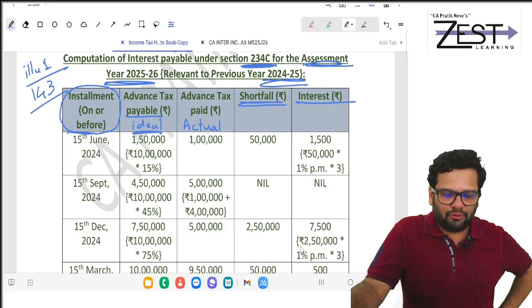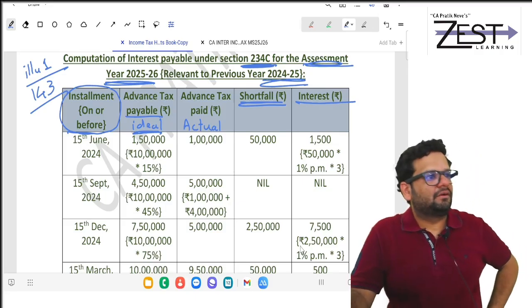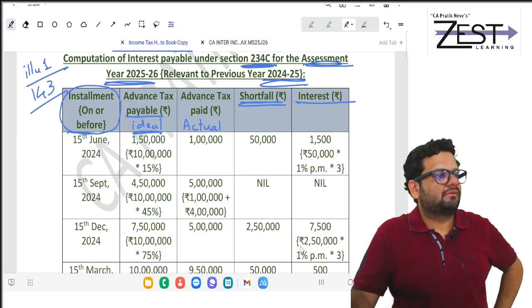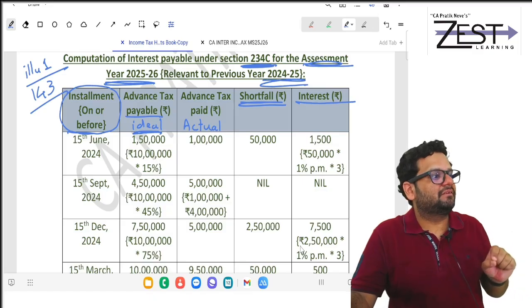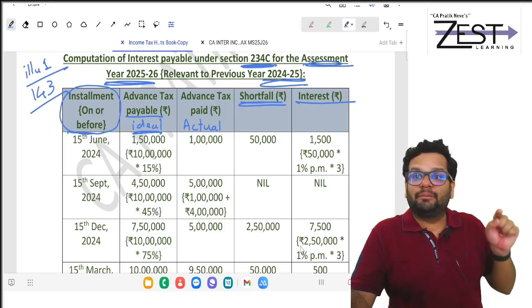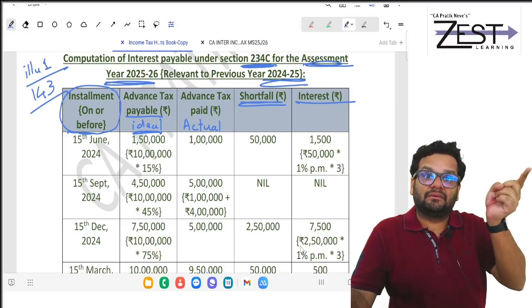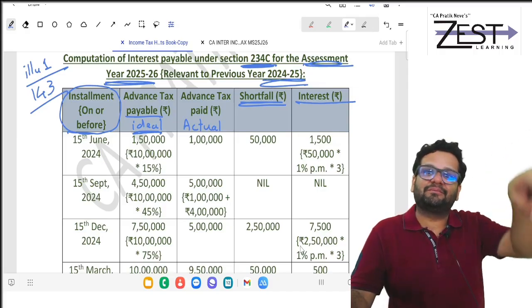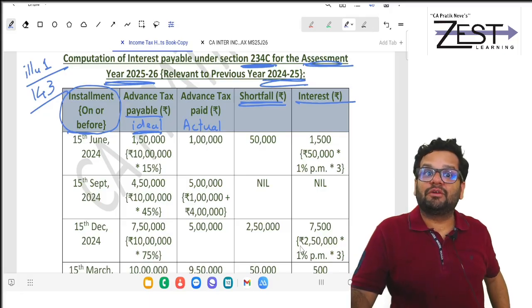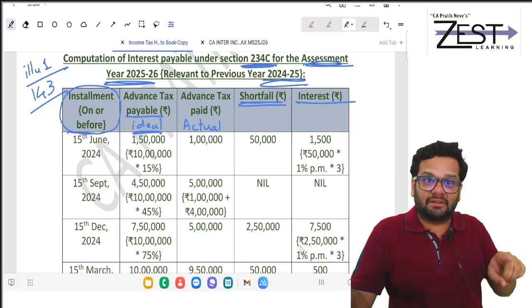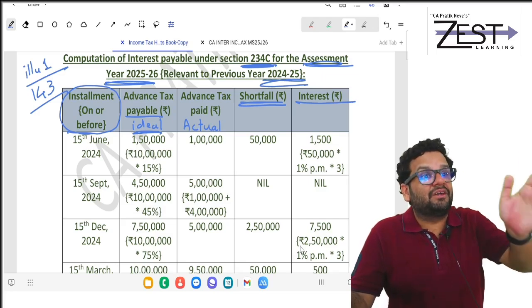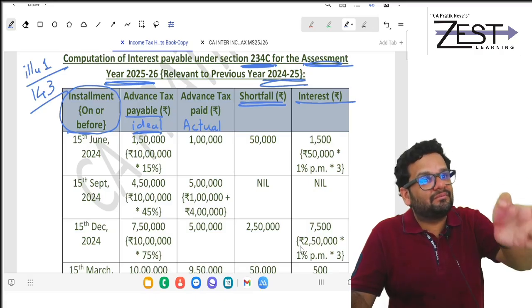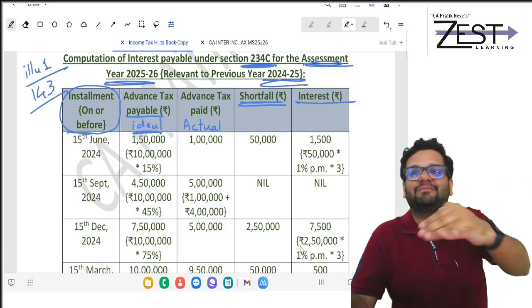On or before. Okay, if someone pays on 18th September, then it will be treated as paid in the installment of December. If someone pays on 18th September, means after 15th September, it will be considered as paid for December.